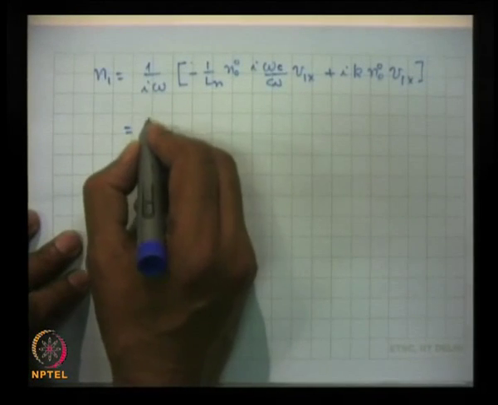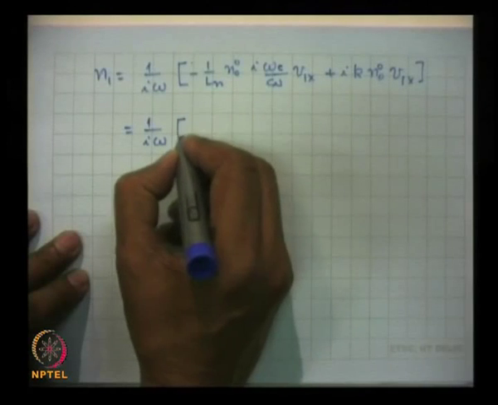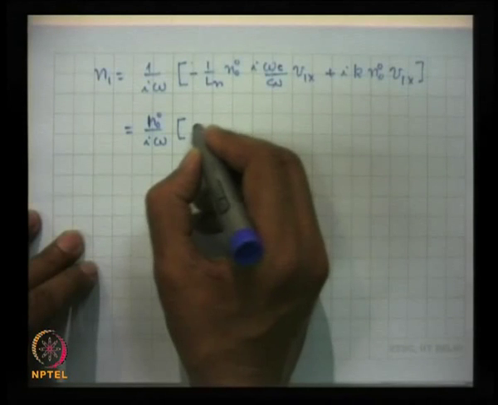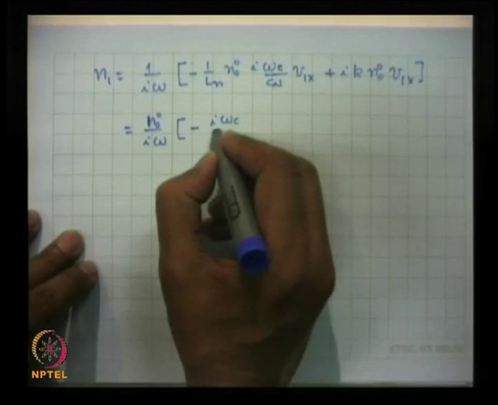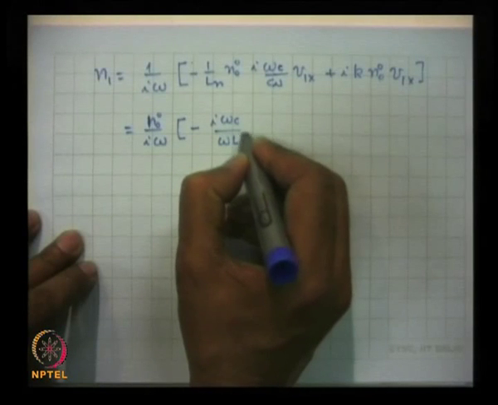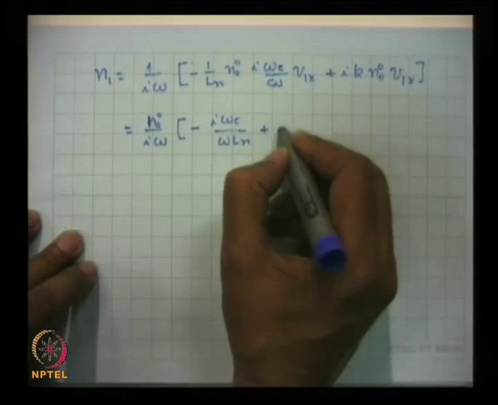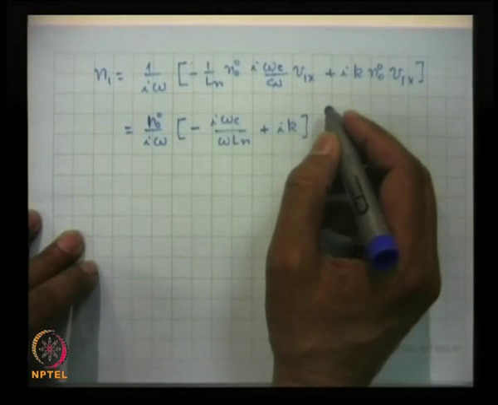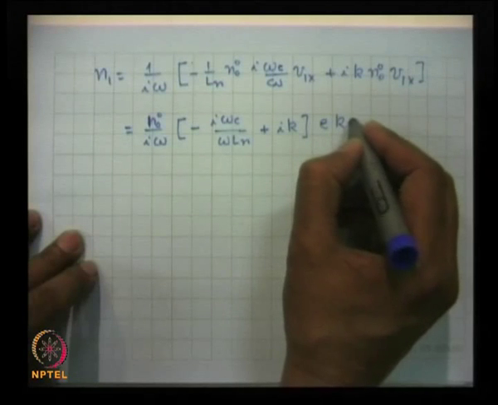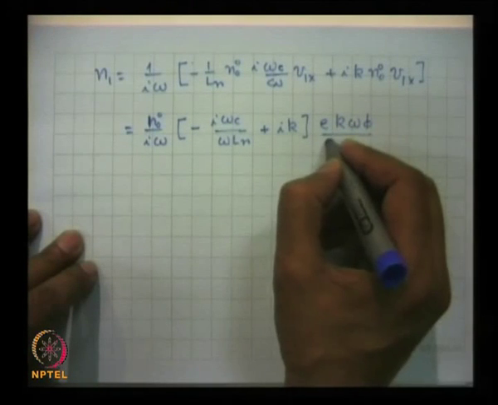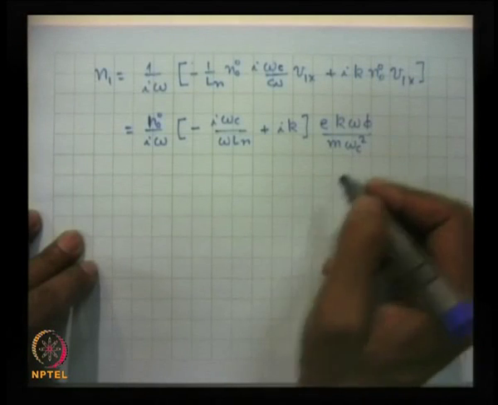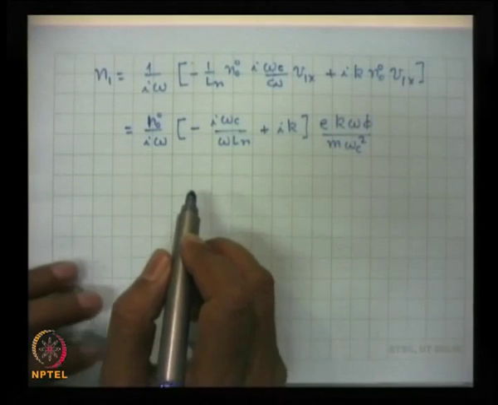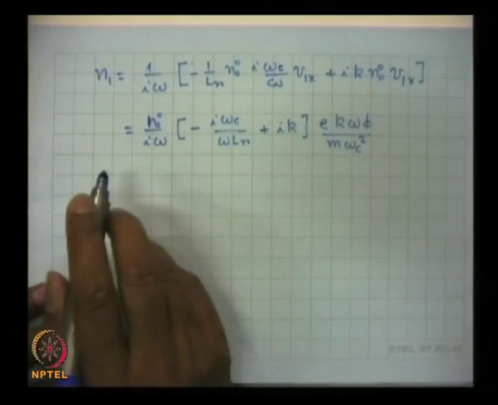So, what you get is 1 upon i omega, N00 I will take common. So, I put N00 out, and you will get minus i omega c upon omega Ln plus i k multiplied by V1x, whose value turns out to be E k omega phi upon m omega c square. This is the dominant term actually in this expression. This is my perturbed electron density.